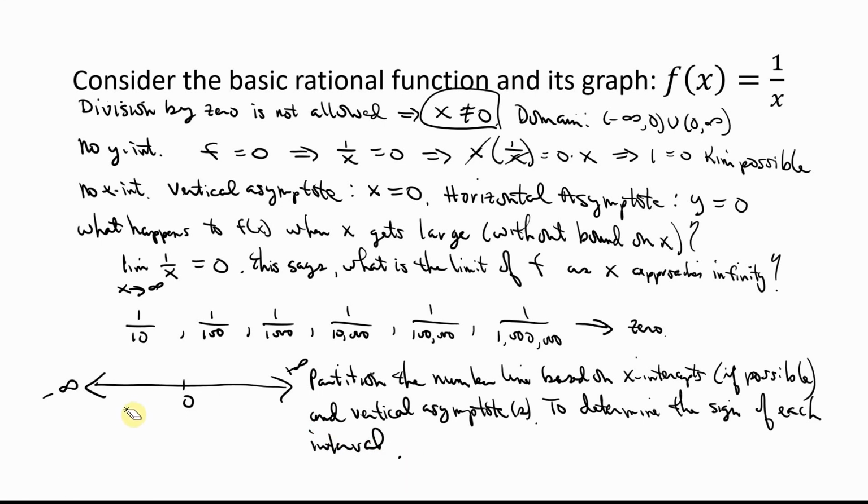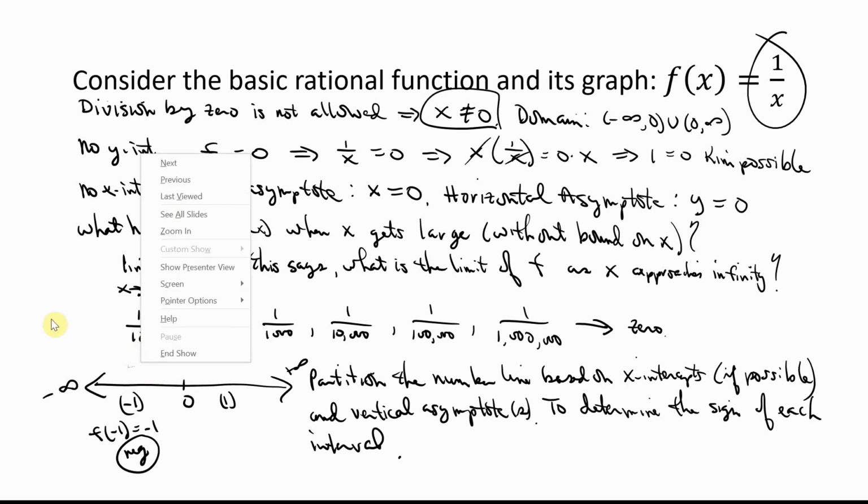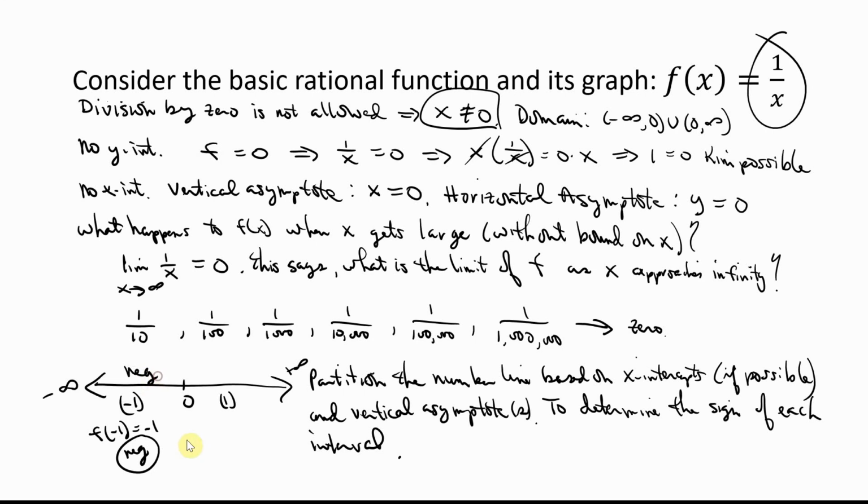So we're going to test a number. Let's say test -1 here. Let's say we test 1. I try to always pick easy guys. f of -1, plug that back into the function, right? So that's just -1. The sign is negative. That's all I'm concerned about. And then we test f of 1. That's 1 over 1. That's positive. Okay. So negative means under the x-axis. Positive means above the x-axis.